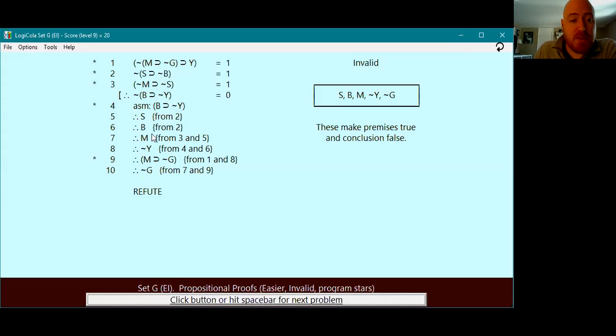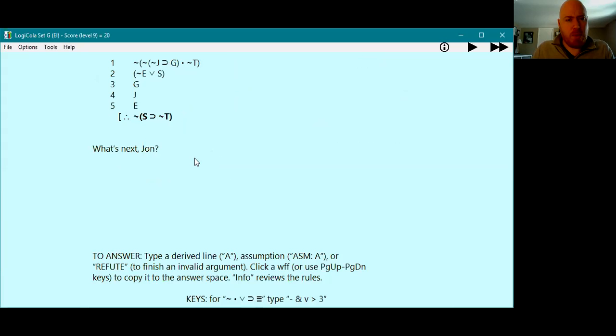Okay, but given the value of all these individual sentence letters, S being true, B being true, M being true, not Y being true, and not G being true, okay, given the value of all those letters, it's possible to have true premises, false conclusion, hence this argument is invalid, okay? And that's what this refutation box over here represents. All right, let's go ahead and do another one. Oh boy.